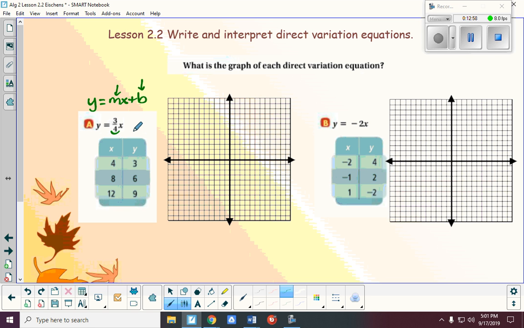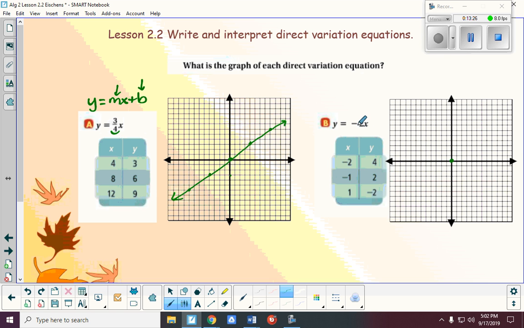So to graph, we first plot our y-intercept, which is 0, and the slope is 3 over 4, which, remember, slope is rise over run, so we can go up 3 over 4, up 3 over 4, or we could go down 3, back 4, down 3, back 4. And then you just draw your line. So there's the graph.